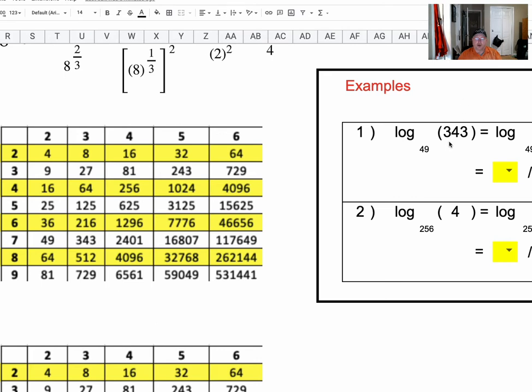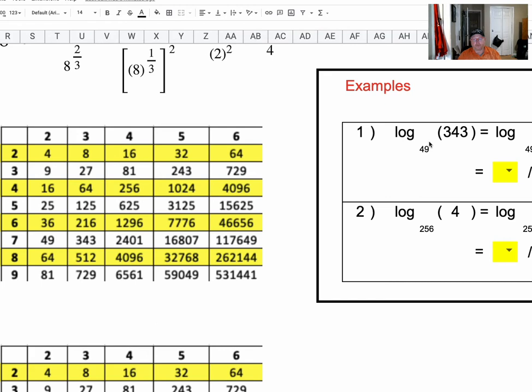So I have to take that 49, rather, the base, 49. So I have to find a row with both 49 and 343. How do I go from 343 back to 7? Well, I take the cube root. Again, going right to left means you're rooting. So I'm taking the cube root, and then what am I doing? I'm squaring. Okay, so I cube root, and then I square to get to 49.